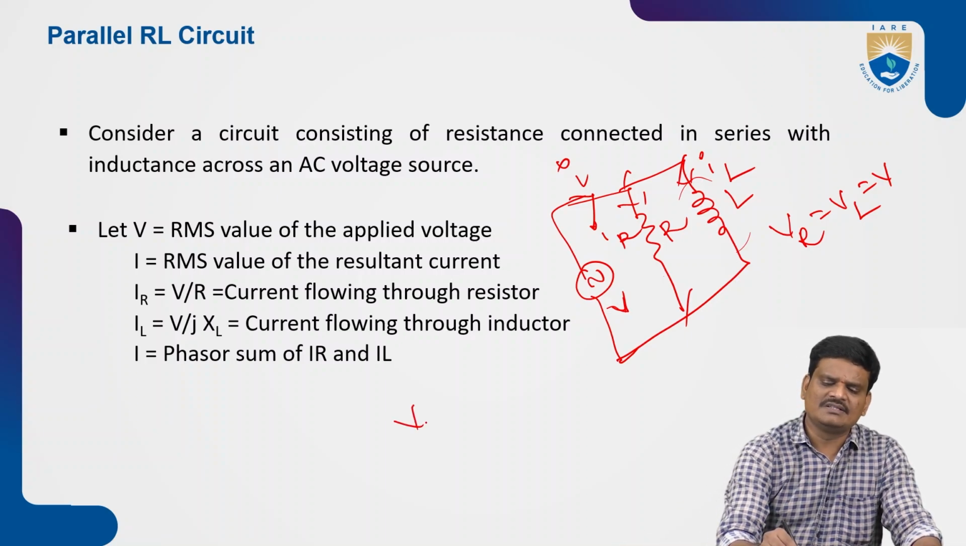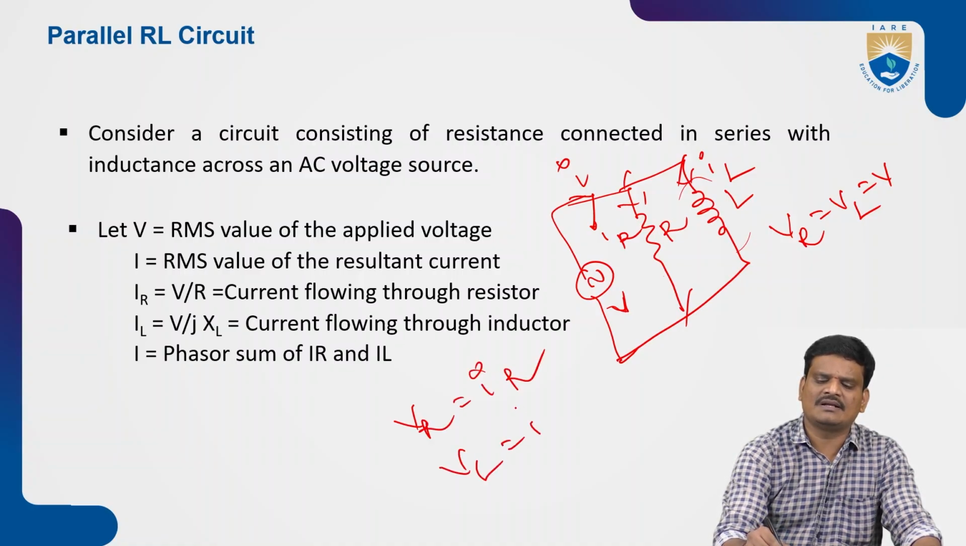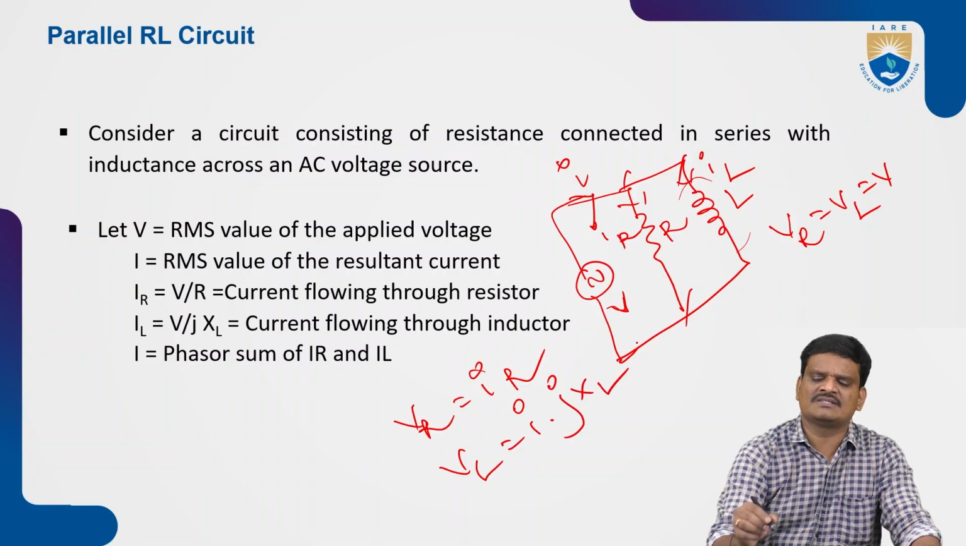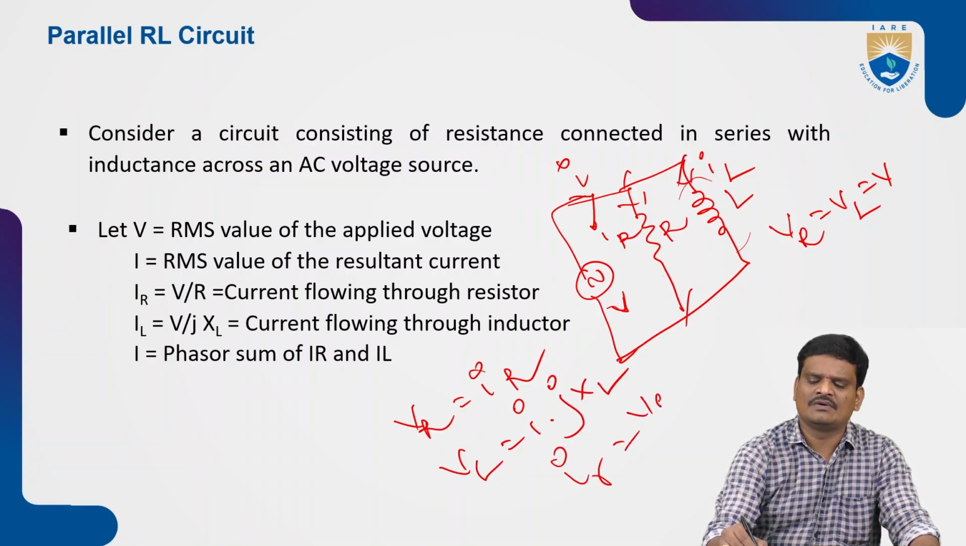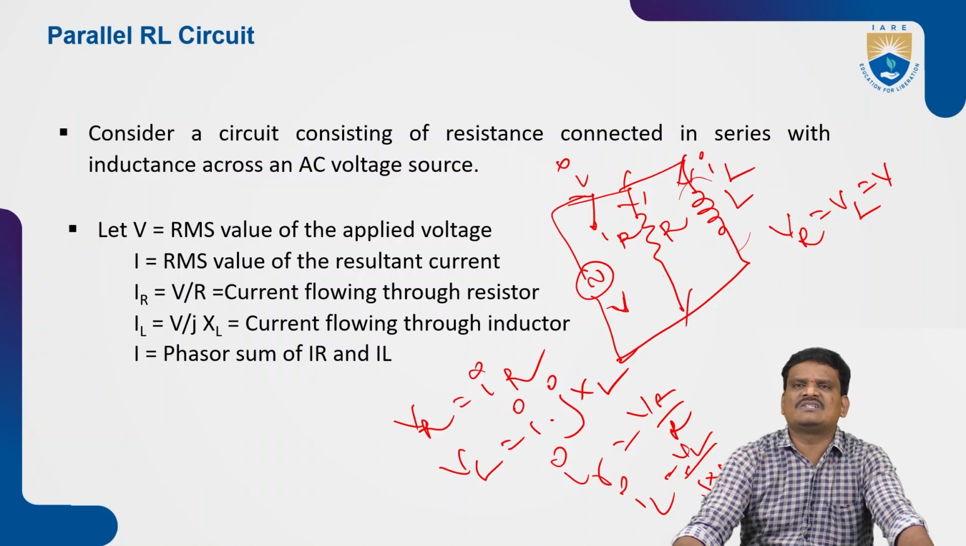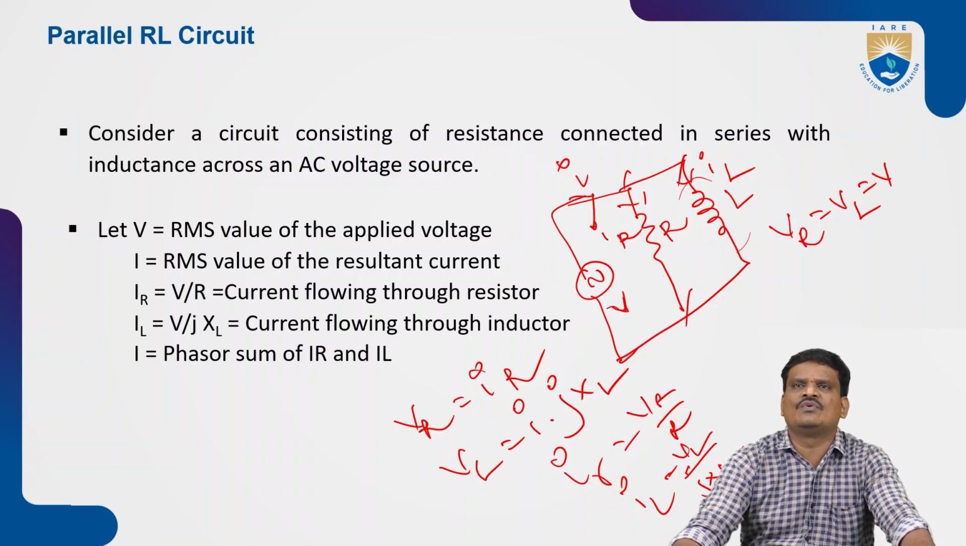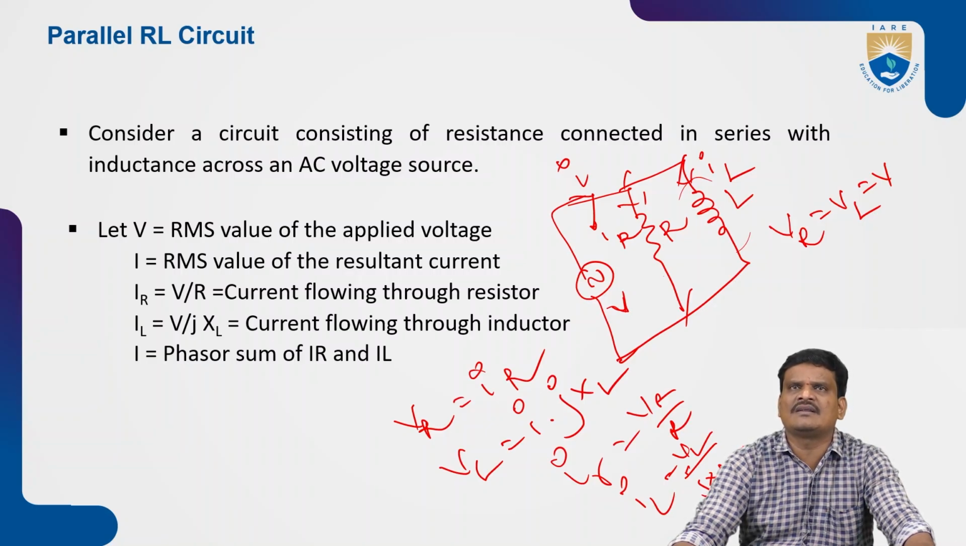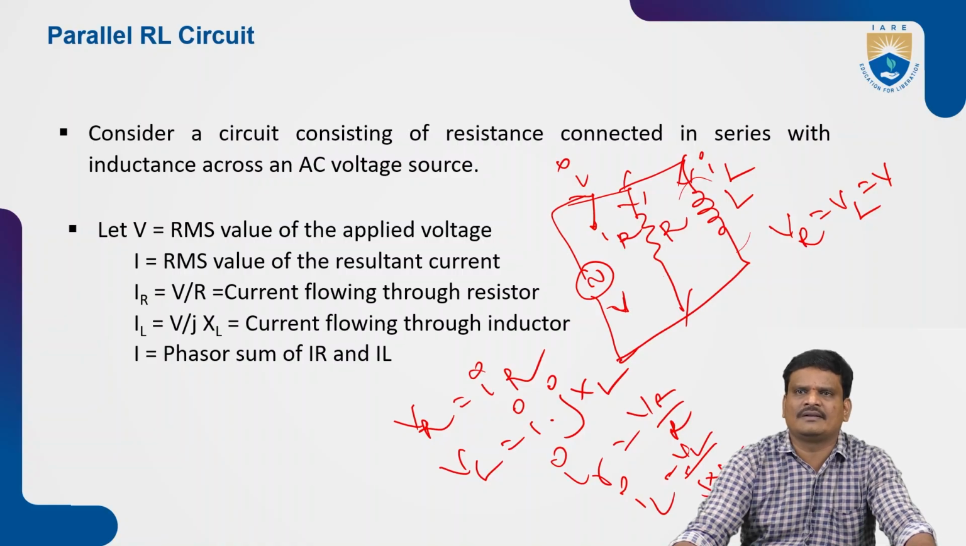We know that in general the voltage across the resistor is given as I into R, and the voltage across the inductance is given as I into jXL. If I want the value of the current, IR equals VR by R and IL equals VL by jXL. So these are the expressions for the current individually flowing through the resistor and through the inductor.